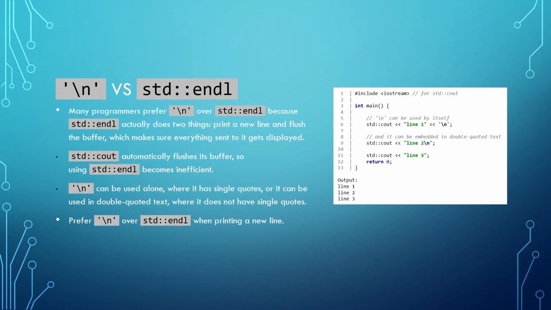And then the new line character can be used alone, where it has single quotes, or it can be used in double quoted text where it doesn't have single quotes. Like in our example, we have this used alone and also inside this double quoted text. And it basically still switches to new lines. I prefer using the new line character over std::endl when printing a new line, unless you want to make sure that it gets printed out immediately.